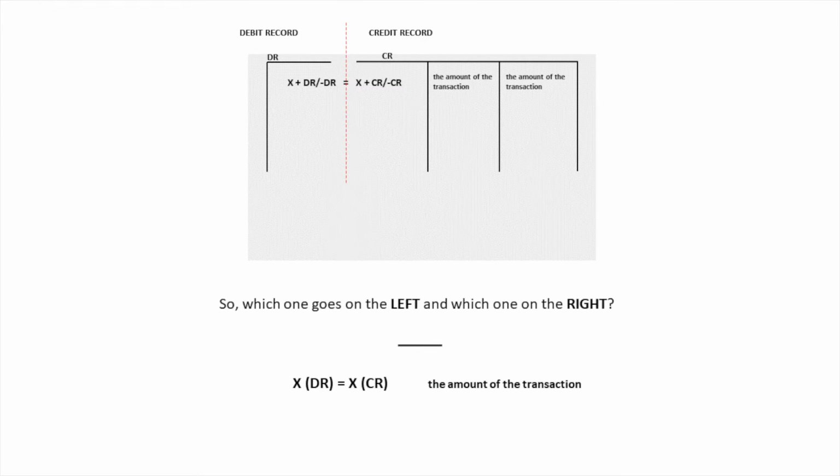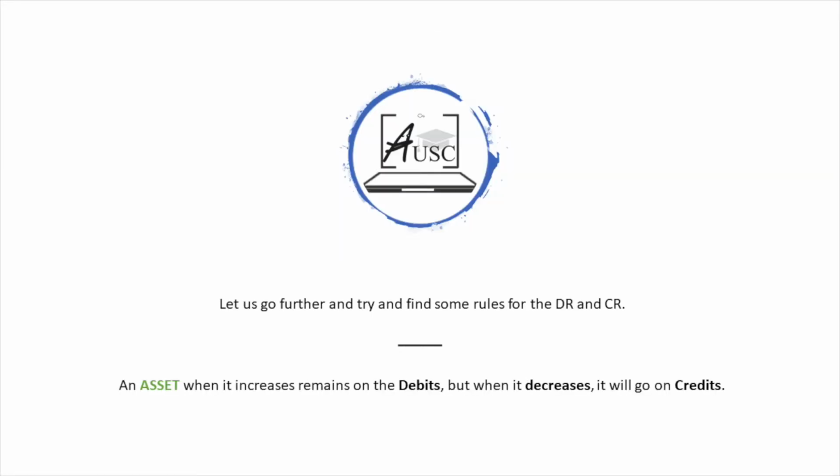First, we must mention that the element on the left side of the equal sign is on debits, and the account will record a debit record, abbreviated DR. The element on the right side is on credits, and the account will record a credit record, abbreviated CR. So we have on the left side debit record and on the right side credit record. Let's go further and try to find some rules for the debit record and credit record. These can be synthesized as follows.